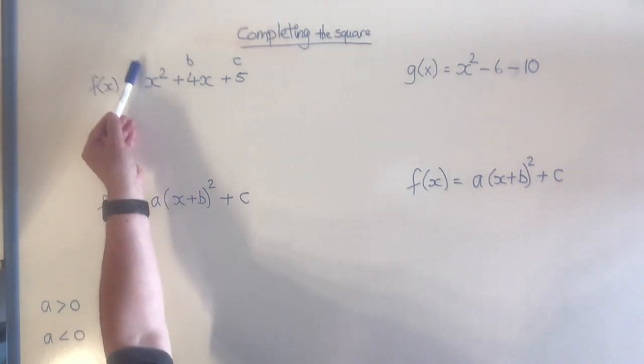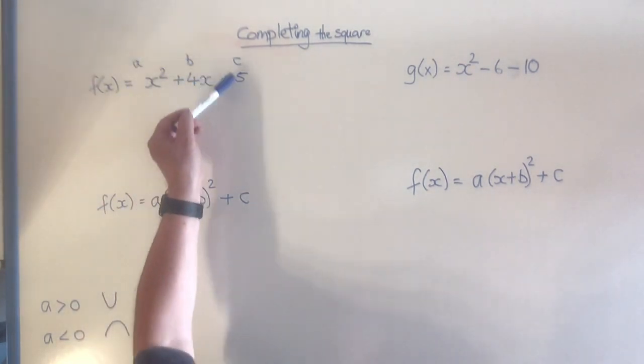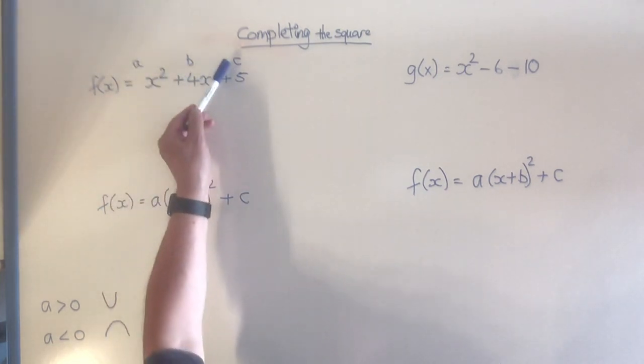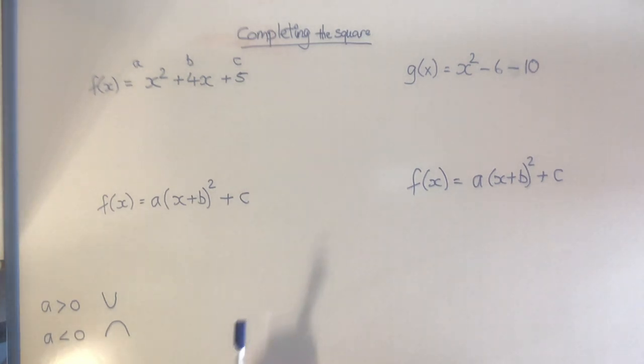If the a value here, these are called the coefficients of the quadratic, a is 1 here, b is 4, and c is 5. This is the only case we're going to be concentrating on just now, when a is 1. When a is greater than 0, this gives you a smiley face, and you're going to have a minimum turning point. And a less than 0, we're going to have a sad face, and we'll have a maximum turning point. Those are things that you should already know from your theory.